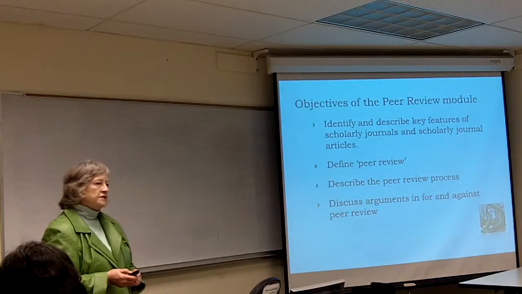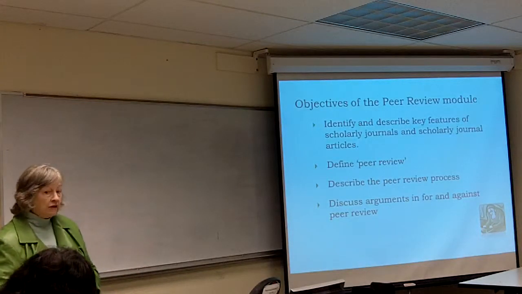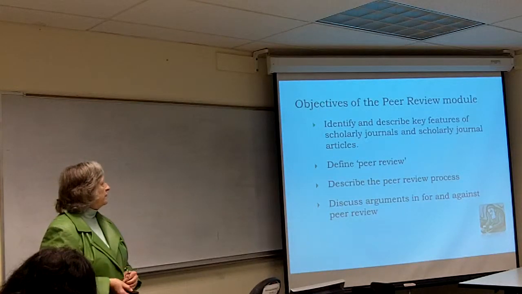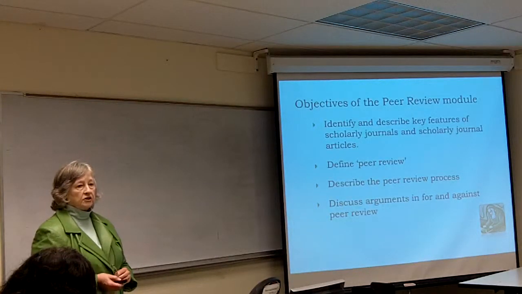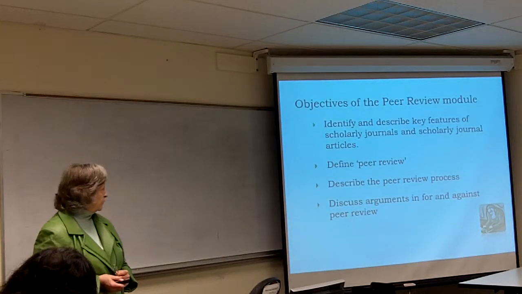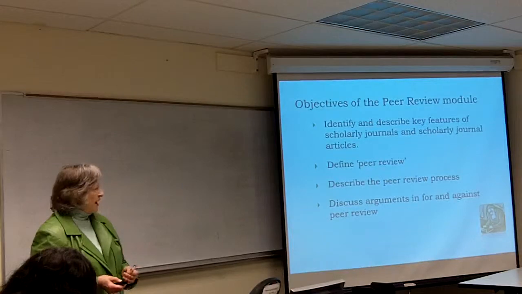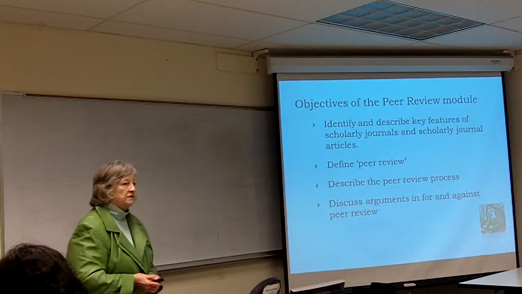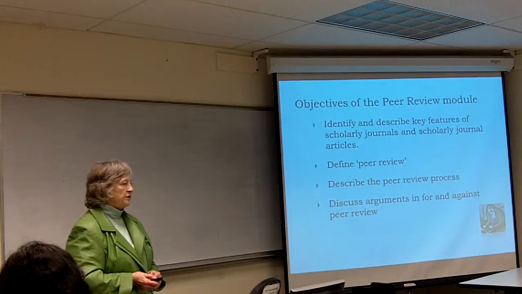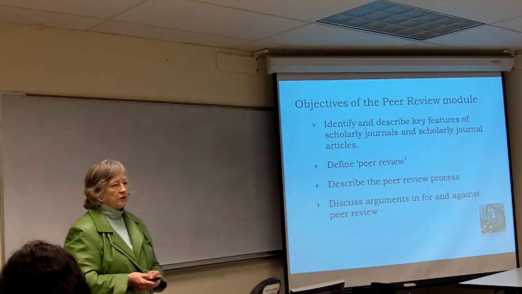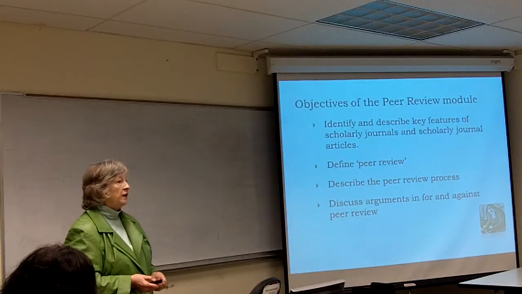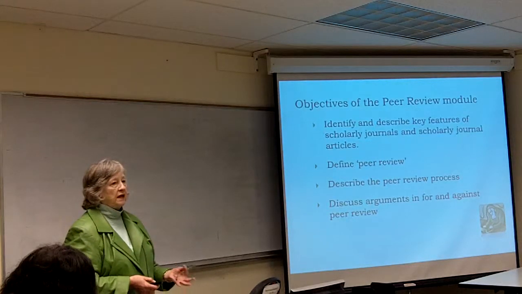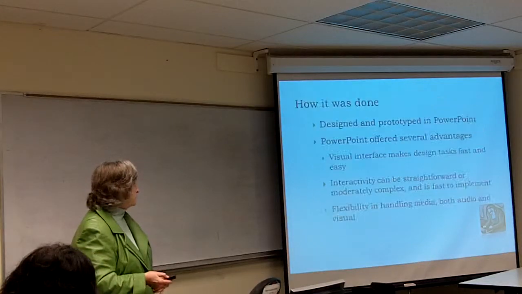So the objectives that I intended for students to come out with at the end of my module were to be able to identify and describe key features of scholarly journals, scholarly articles, and the peer review process itself, to define peer review, and to discuss arguments for and against peer review, because there is a whole bunch of folks out there that think that peer review is a waste of time and doesn't accomplish the goal that it sets out to accomplish. So I want students to be aware of those objections to the process and to be able to discuss them intelligently and make their own decisions about what they think.